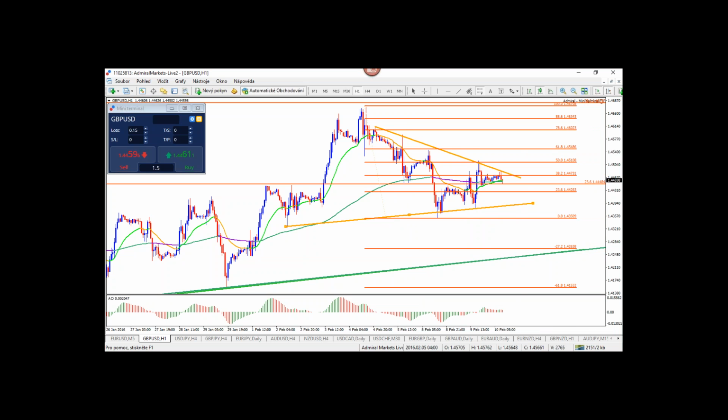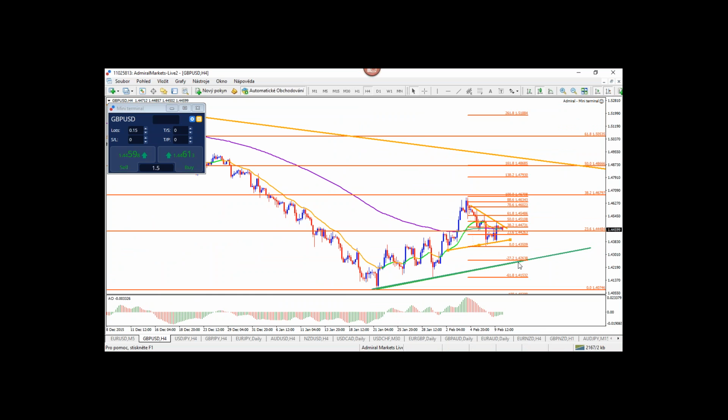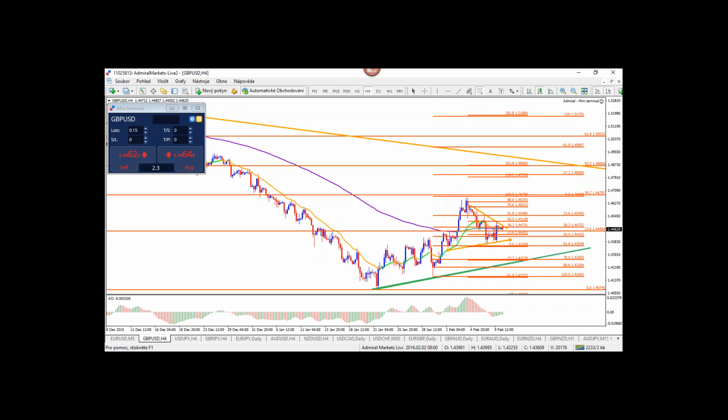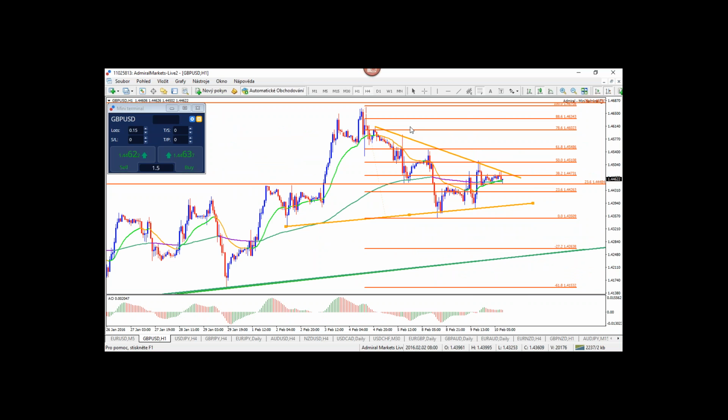Let's see. I see a big fib around 142.75 though. That's the only thing I'm a bit worried about, that target. 142.70. You're targeting the 88.6 fib, but that's already pretty deep. That's the only thing I would be worried about. Nothing maybe drastic, I mean, you don't have to change it at all, but that's what I think at the moment.